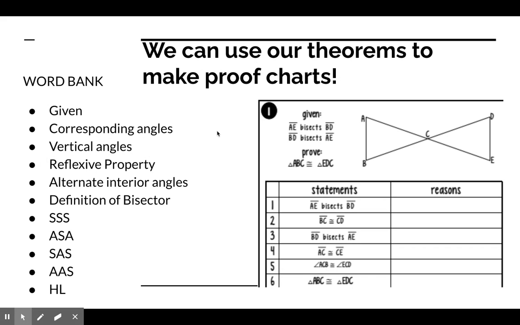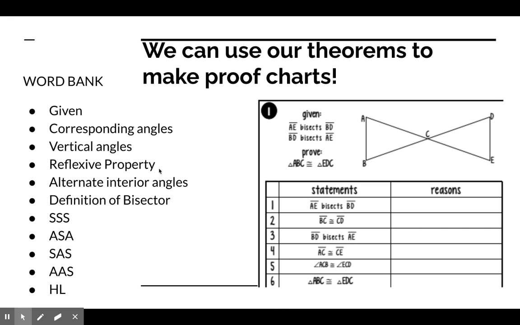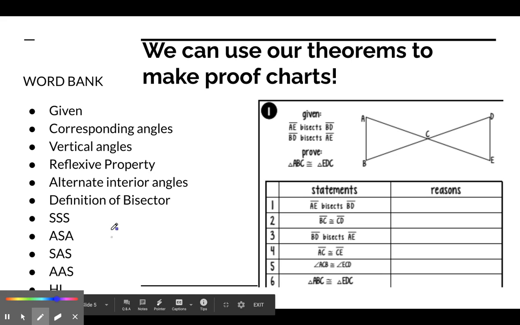Okay, there's nothing really necessarily new in this lesson. It's just a bunch of examples of working with proofs with triangles and how we can put them all together. Okay, similar to what we had when we did proofs before, you'll always be given a word bank to choose your correct answers from. All right, so let's just get going with these examples. Remember, given always goes first.